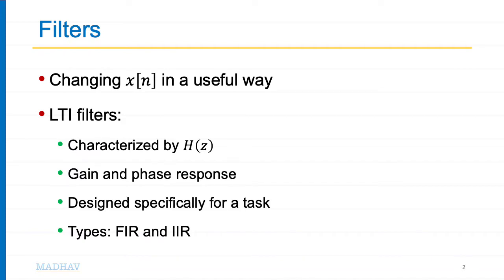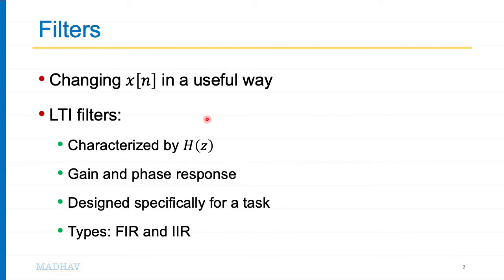Now these filters, if they are linear time invariant, that is the class of filters which we are looking at, and which are very useful because we can characterize them with a transfer function, let's say h of z, and then we can design the shape of this transfer function so that we can attain the desired characteristics, which means we can obtain in what way we want to change x of n.